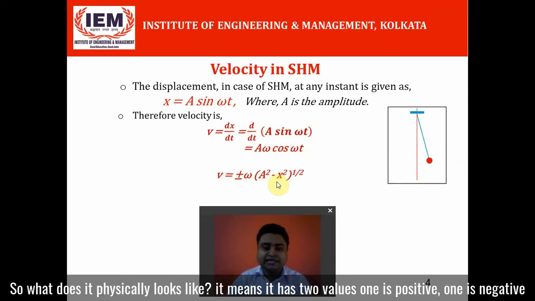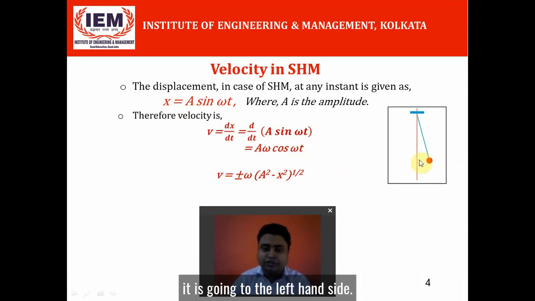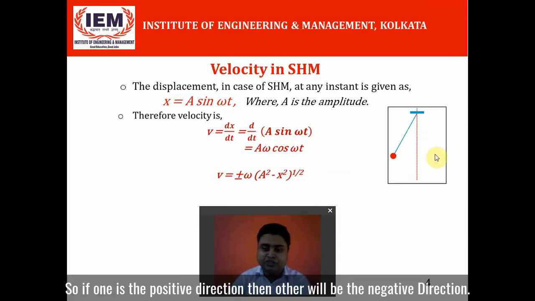So what does it physically look like? It means it has two values. One is positive, one is negative. So you can see one time this oscillator is going to the right hand side, other time it is going to the left hand side. So if one is the positive direction, the other will be the negative direction.